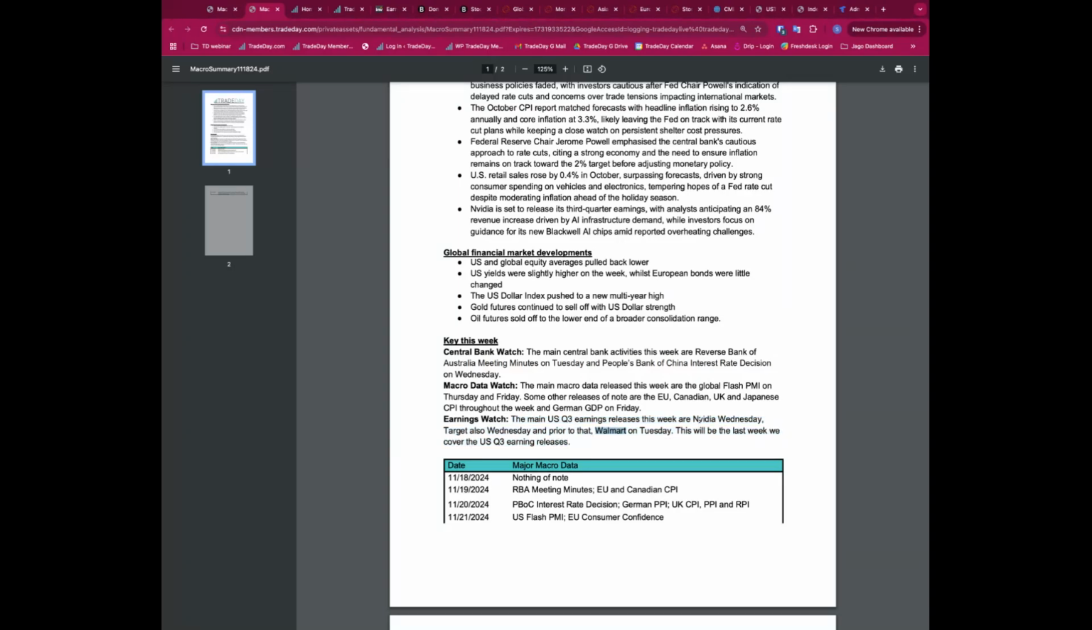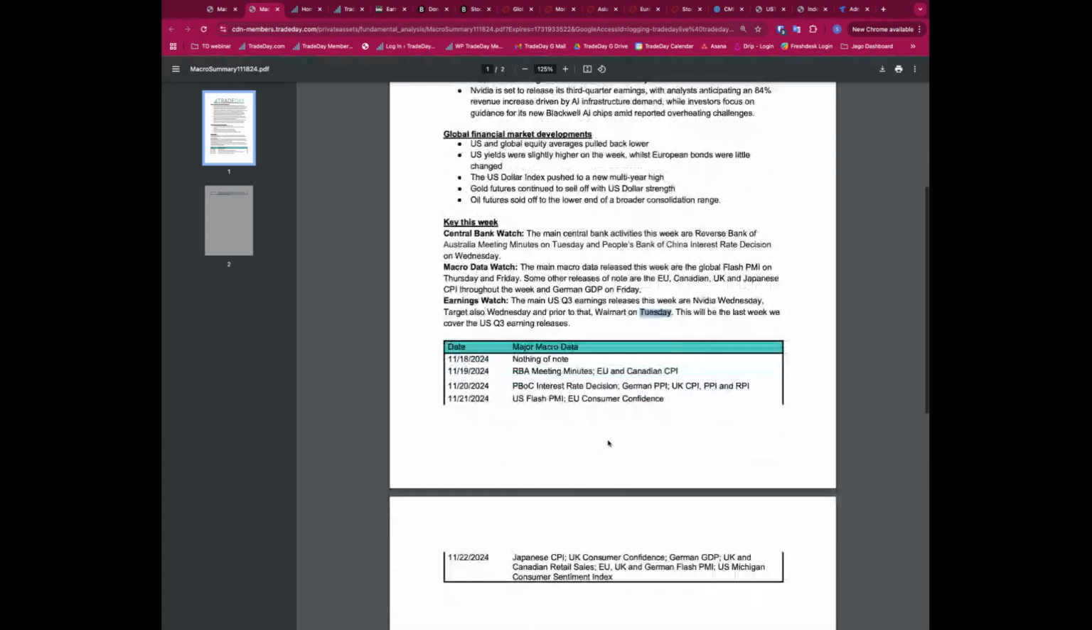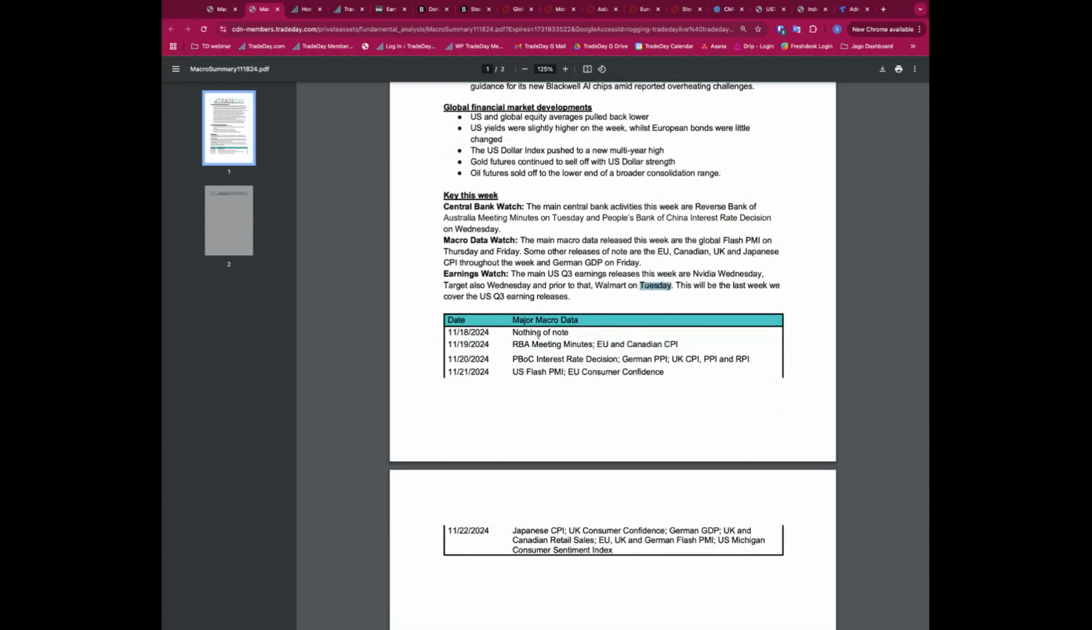As I said, in the end, Nvidia is the really big focus on Wednesday, but we also get a couple of large retailers from the US. So Target is also on Wednesday, and ahead of that, Walmart on Tuesday. So going through the calendar for this week, we see nothing of note today, nothing really of note from the US tomorrow either. EU and Canadian CPI though on Tuesday, and that PBOC interest rate decision.